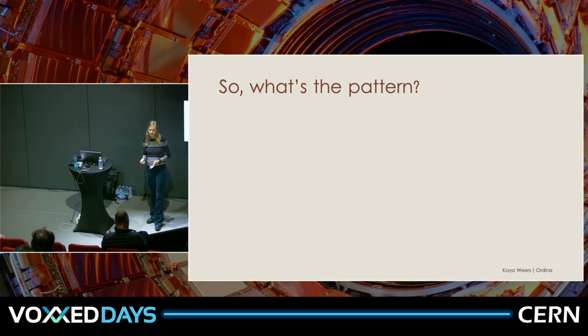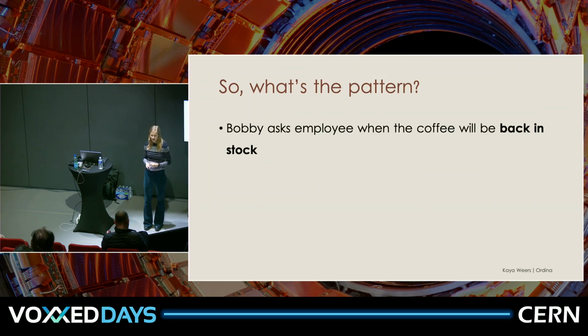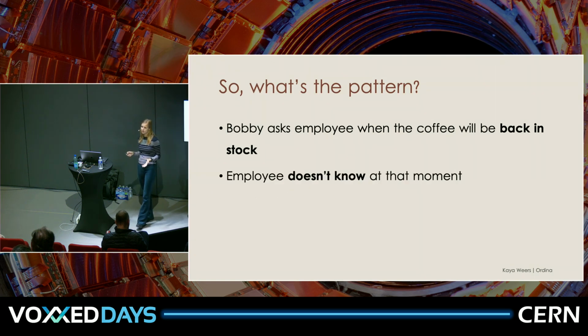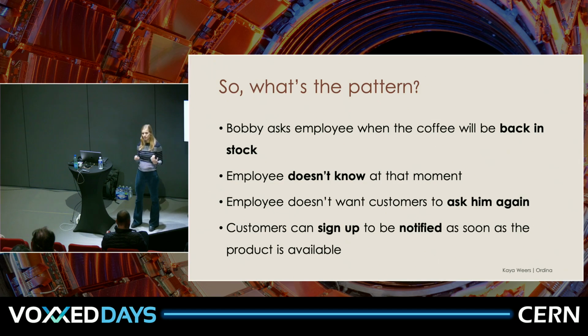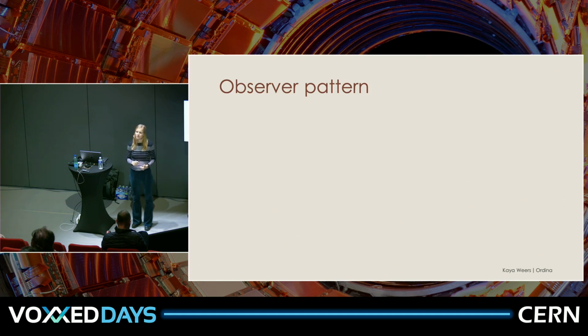So what we see here is they ask the employee when the coffee is back in stock, but the employee doesn't know. And he's also so tired of everyone asking him all the time, so he decides to create that list and tells the customer that he will update them when it's back in stock. And in a design pattern, we call it the observer pattern.